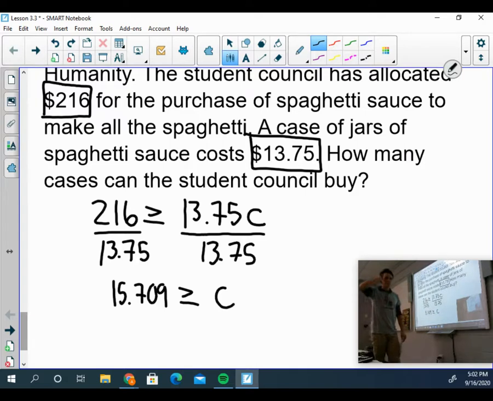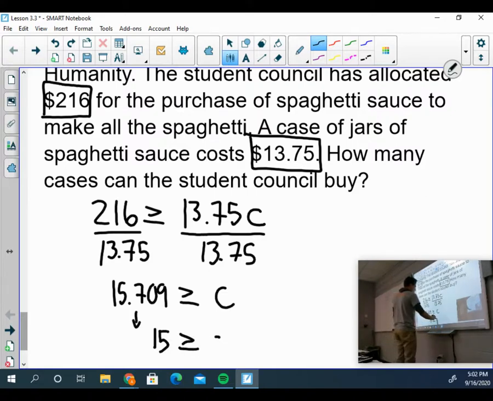Now, what alarm should be blaring in your brain is, can I get 15.7 cases of spaghetti? Absolutely not. No, you can't. So what must we do? Well, though math tells us typically round up, in this case, given the context of the problem, we must round down. Why? Because if we go over that 15.7, we will outspend our budget. Therefore, the maximum number of cases you could get would be 15 cases.